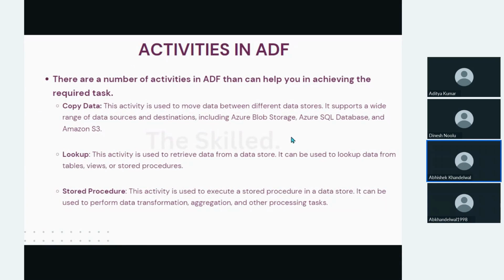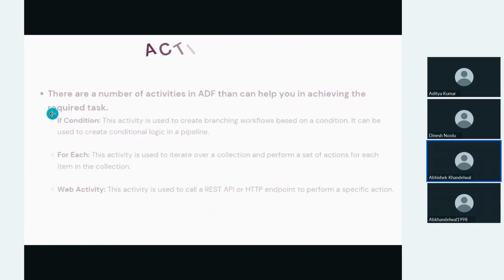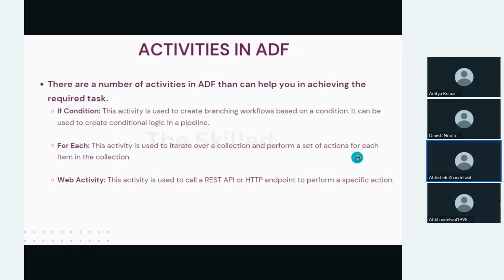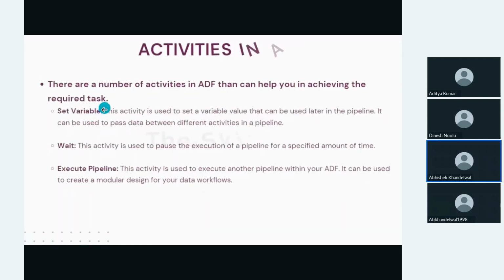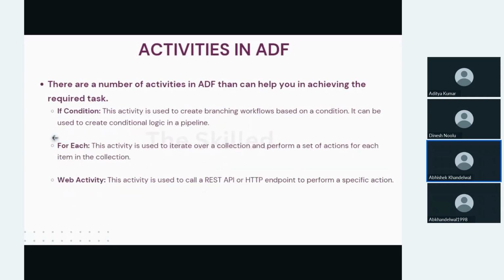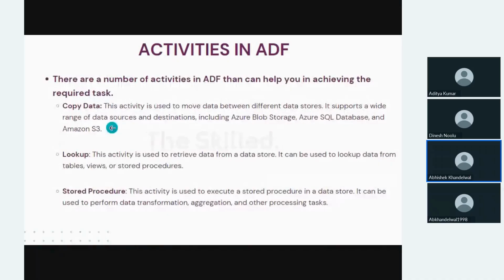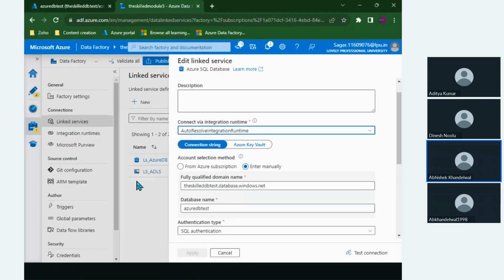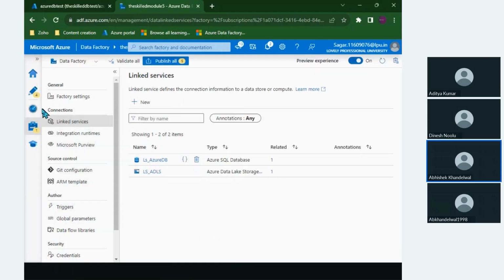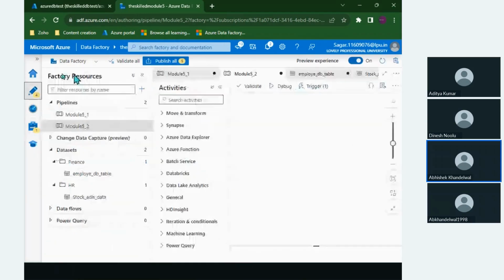There are multiple activities like copy data, lookup, stored procedure, then we have if condition, for each, web activity, then we have set variable, wait. So there are so many activities, and in this module I will be covering all the major ones that we basically use for day-to-day purposes. The first and most used is the copy data activity. So what is a copy data activity? Copy data activity helps us move data from one place to another.